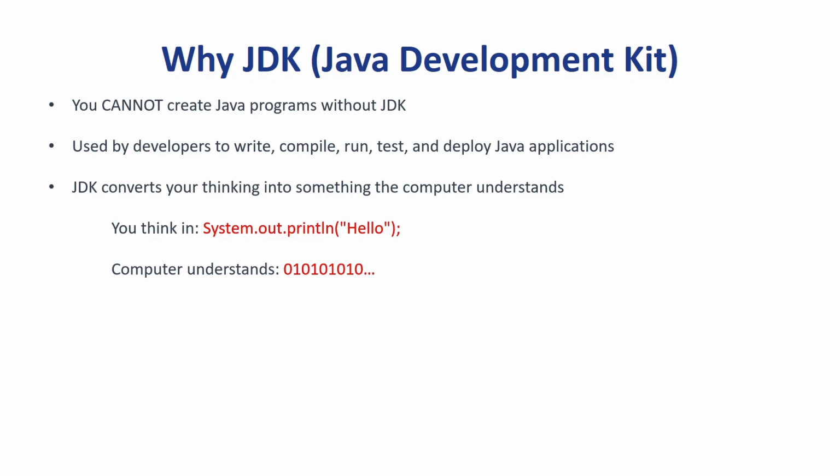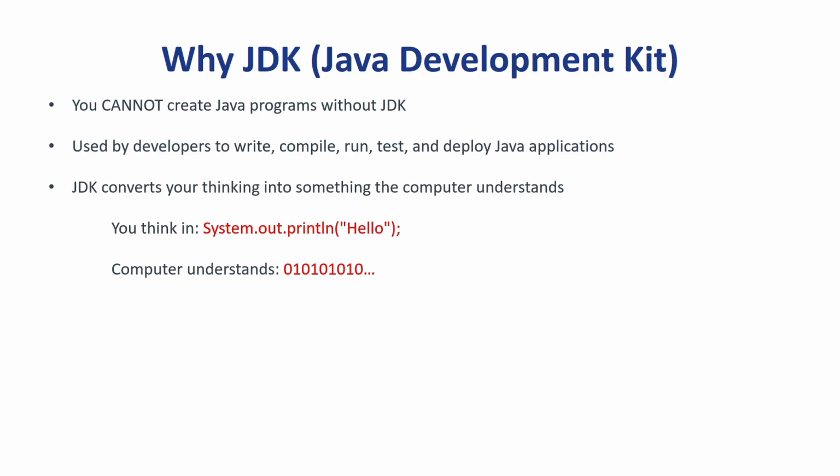JDK converts your thinking into something that the computer understands. This means you write Java code because humans can read it easily, for example, System.out.println hello. But the computer cannot understand this language. The computer only understands binary, which means zeros and ones. So what does JDK do? JDK takes your Java code and converts it into bytecode. This bytecode is a special format that JVM understands and can run.